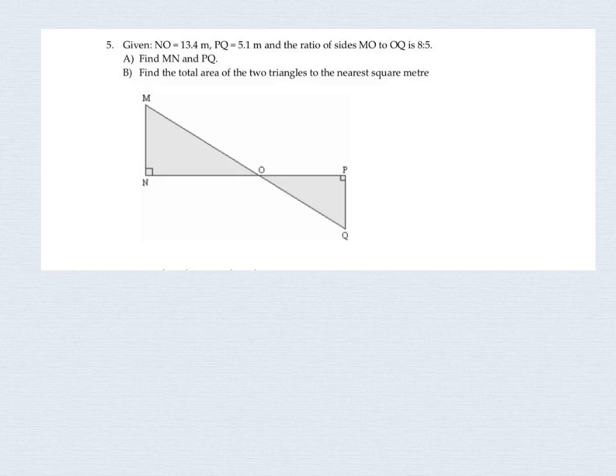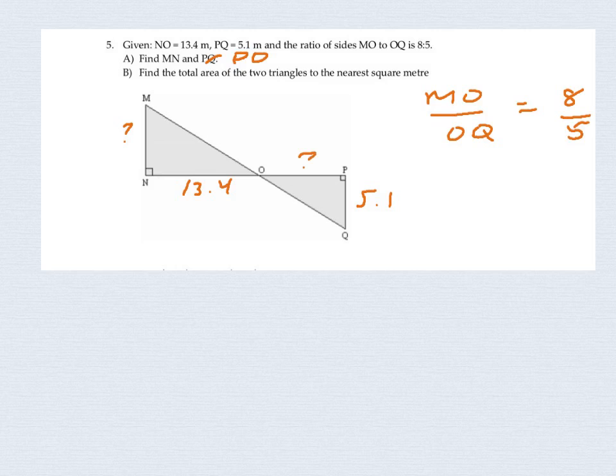Question 5. You're given NO is 13.4. You're given PQ is 5.1. You were told that the ratio of sides MO to OQ is 8 to 5. You're not given direct values, but you're asked to still solve for the unknown. Find MN and PO. We already know PQ. So you want to find this, and you want to find this.